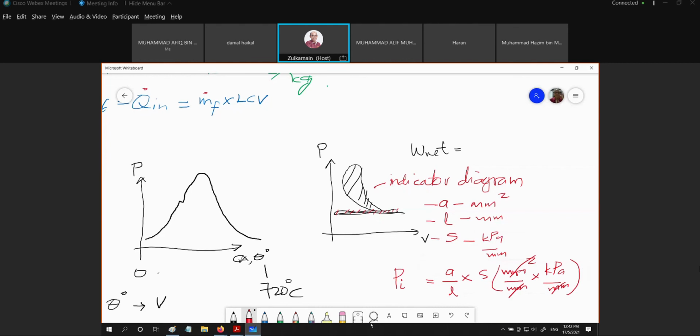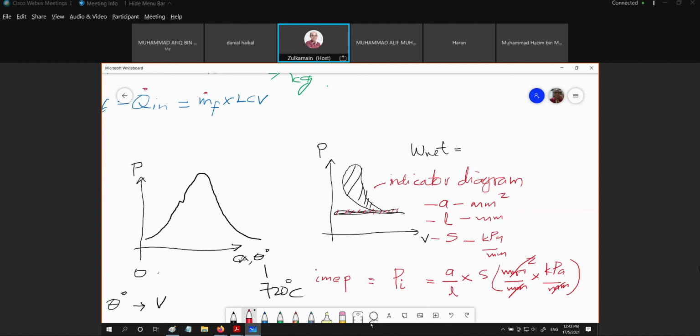So basically, what we want to get from the engine inside the combustion chamber is the PI, the amount of pressure developed inside the cylinder. And this PI actually is the mean effective pressure, but inside the cylinder. So this is also referred to as the indicated mean effective pressure.